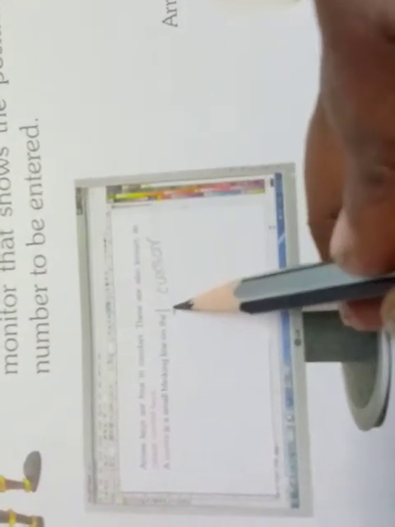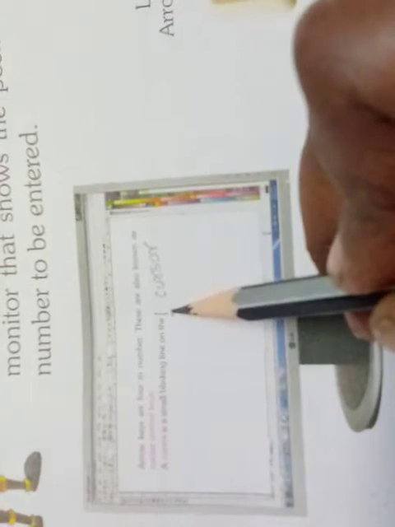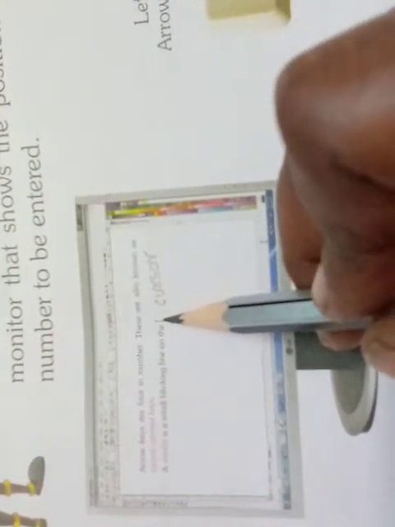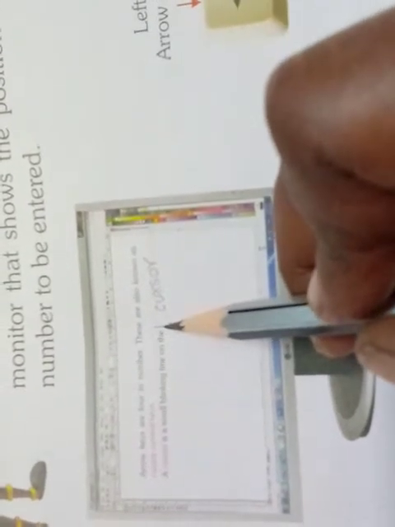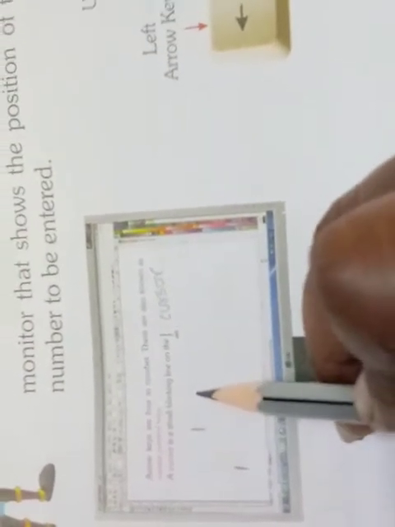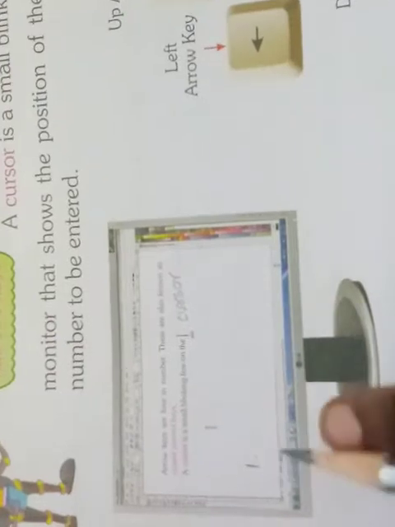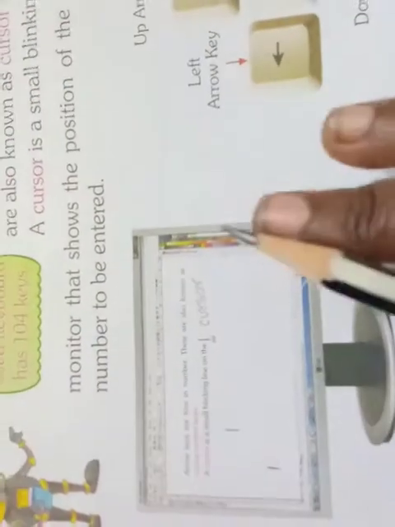If you have to type anything, this cursor only will type. Where the cursor is, there only we can type. For example, cursor is here, we can type here only. Cursor is here, we can type here only. If there is no cursor, we cannot type, children.